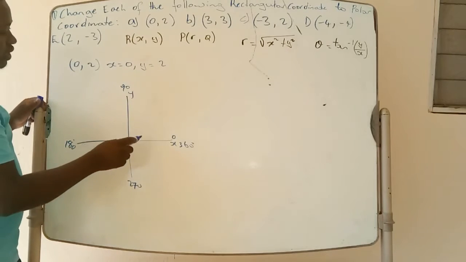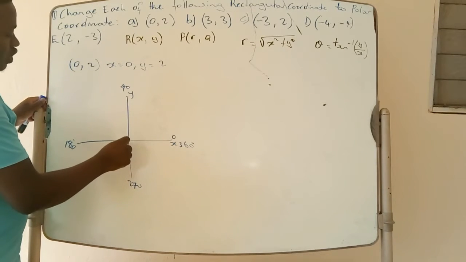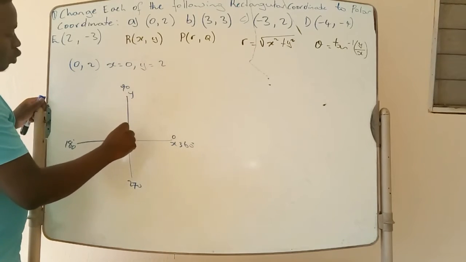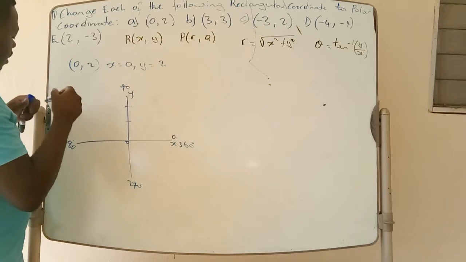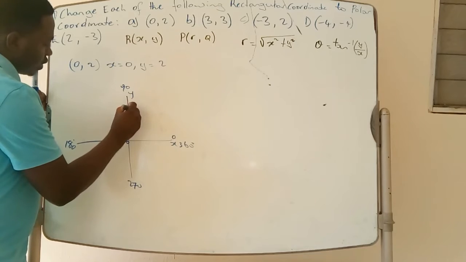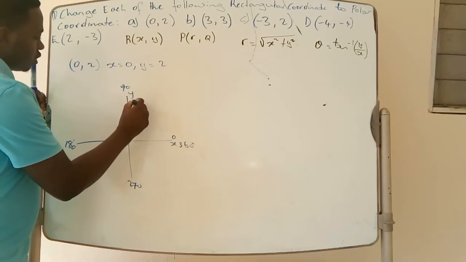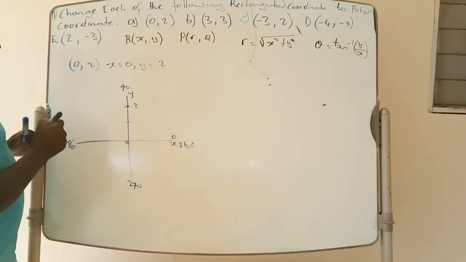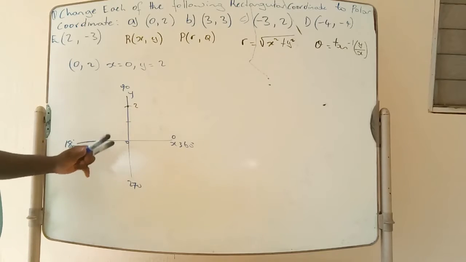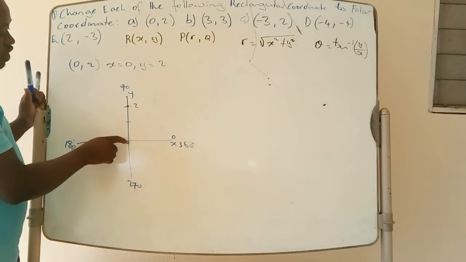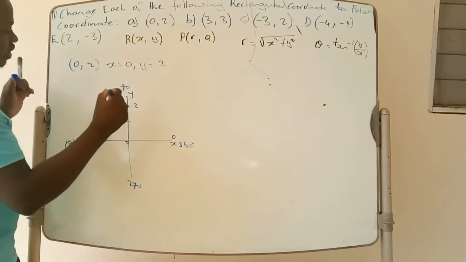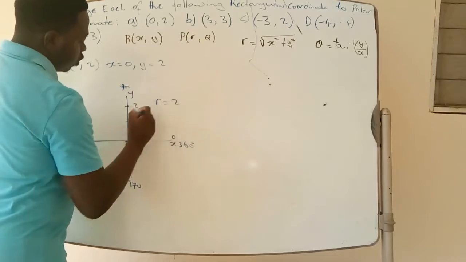Now, to plot this point, we need 0 on the x, so 0 would be here, and y is 2, so we go up 1, 2. So let's say this is where the point is, right here at 2. If this is where the point is and we want to convert it, what is r? r is just the distance from the origin to the point, which is 2. So clearly here we can see that r is equal to 2.